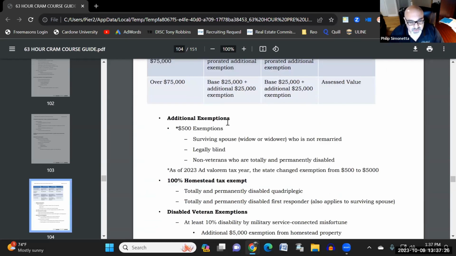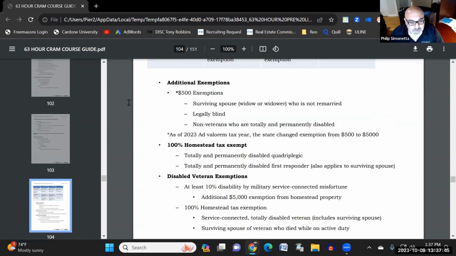Now, let's look at the additional exemptions. It's 5,000; it's no longer 500. This was before, but as of January 1st, 2023, it was 5,000. So for a surviving spouse, widower, not remarried, if it's a remarried widow, you don't get it. Unmarried. Legally blind, and non-veterans who are totally and permanently disabled, get 5,000.